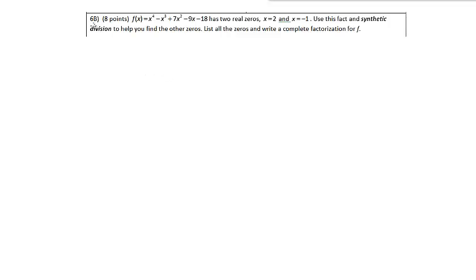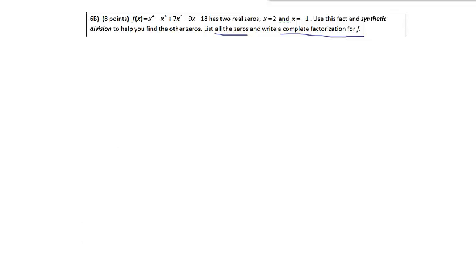Problem 6b. We have a fourth degree polynomial. It tells us we have two zeros, x equals 2, x equals -1. We use synthetic division and this fact to help us find the other zeros, and we want to list them and do the complete factorization. So we have two things to accomplish here.